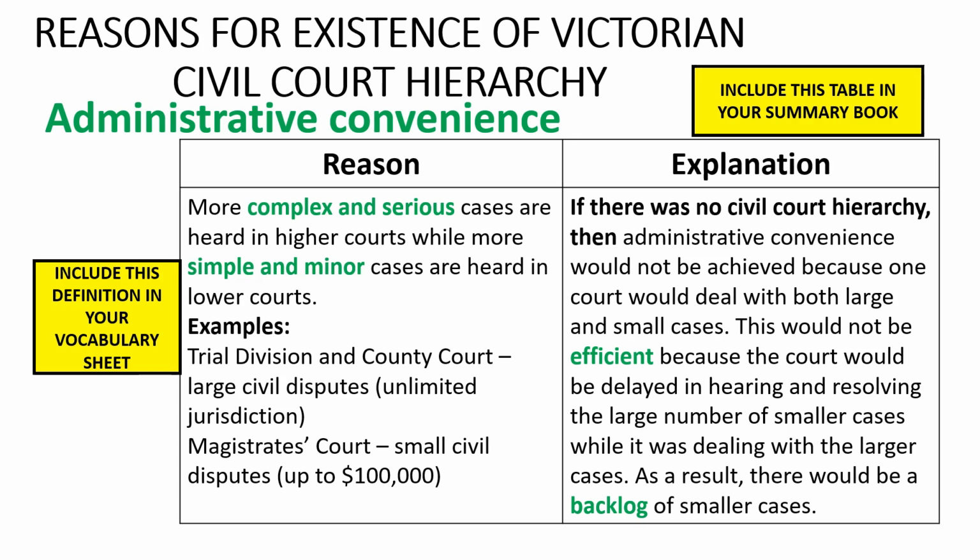The second example of administrative convenience is the flip side of the first example, namely that the Magistrates' Court only deals with civil disputes of up to $100,000. In other words, the Magistrates' Court only deals with small civil disputes. This is efficient because if the Magistrates' Court also had to deal with large civil disputes, then these large civil disputes would delay the Magistrates' Court in dealing with the small civil disputes.